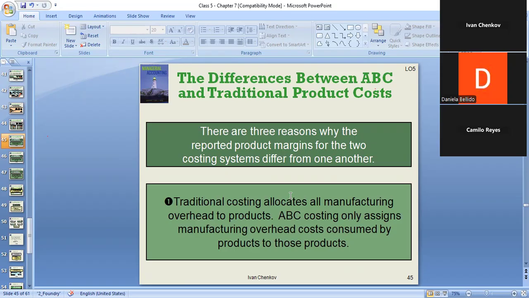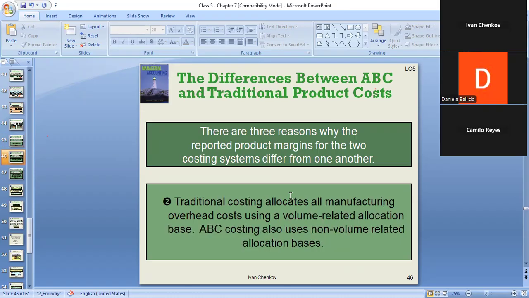First, traditional costing allocates all the manufacturing overhead to the product. Use it, not use it, take it. Same thing like splitting the bill by 5. You eat, you didn't eat, pay for it. Whereas activity-based costing only assigns the manufacturing overhead which is actually consumed by the product. Again, when you split the bill, everybody pays for what they actually consume.